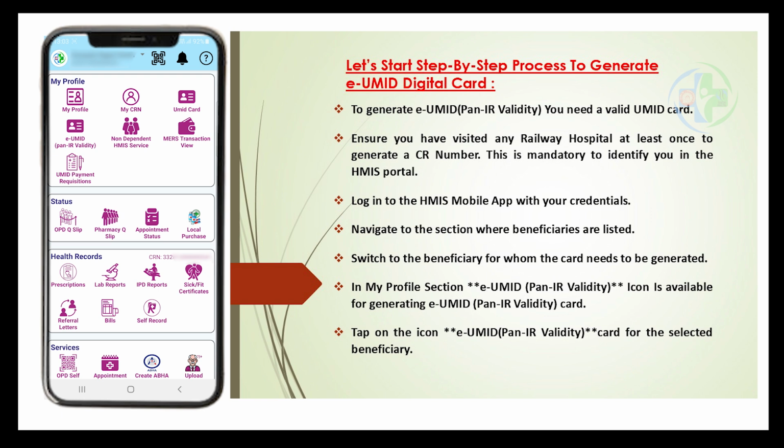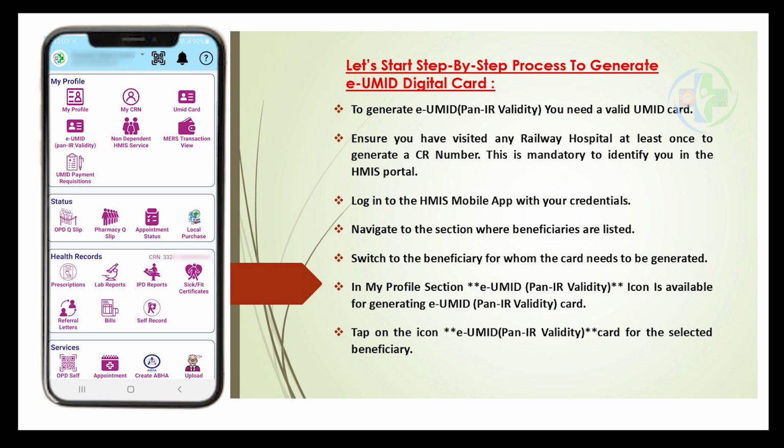Let's start the step-by-step process to generate the eUMID digital card. To generate eUMID, you need a valid UMID card and ensure you have visited any railway hospital at least once to generate a CR number. This is mandatory to identify you in the HMIS portal.